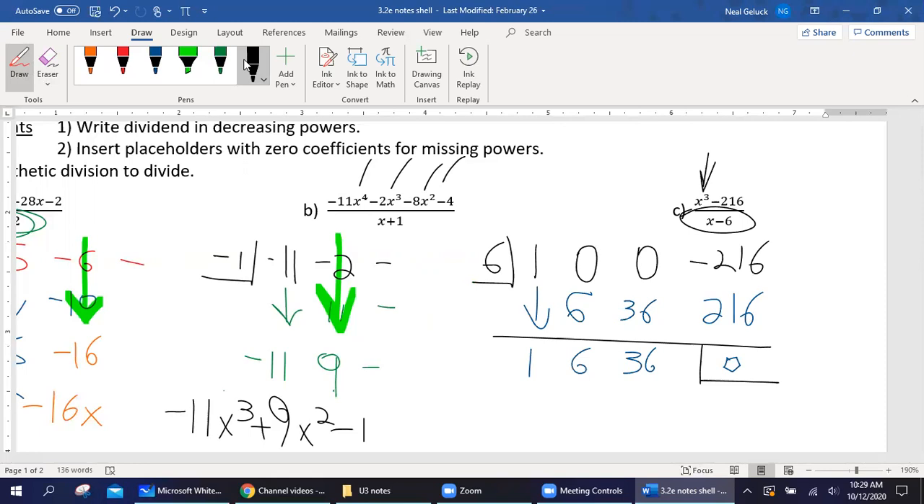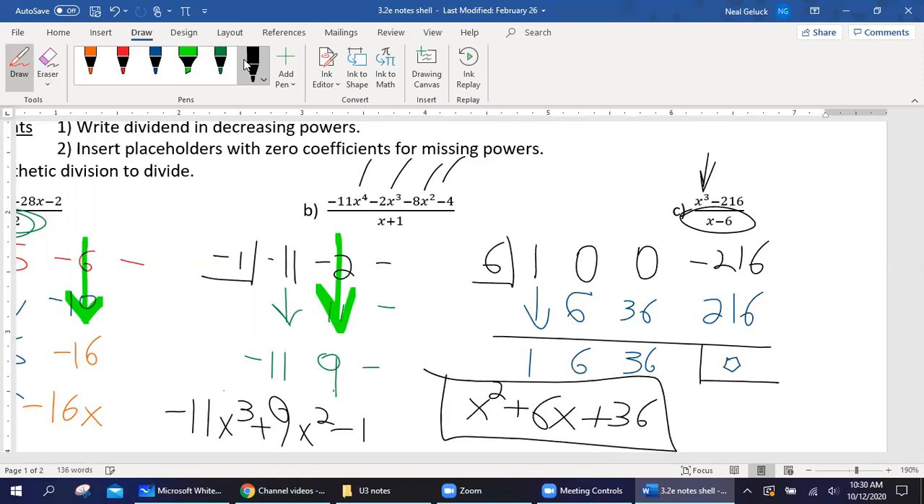This is going to become more important as we roll through the rest of this chapter, so that's why I'm emphasizing that. Okay, so what did I end up with? Remember, the power will drop by 1, so I have 1x squared plus 6x plus 36. There is no remainder, so that's my answer.